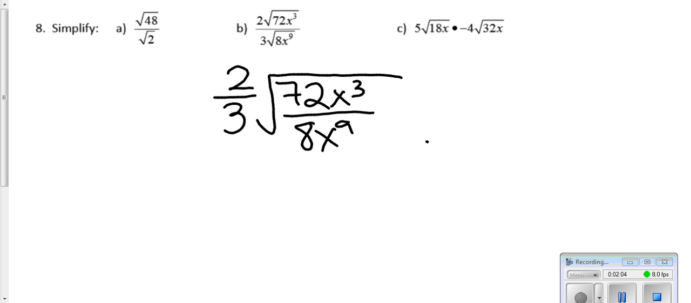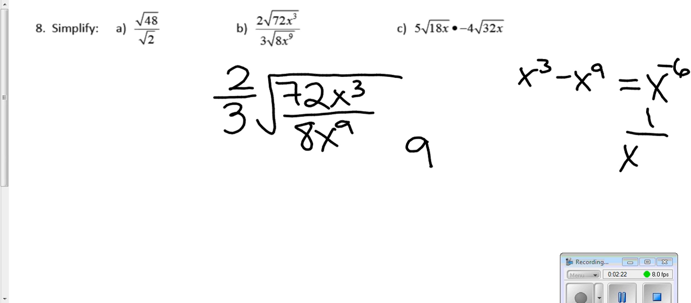9. Okay, and then x to the third over x to the 9. So when we're dividing exponents, we're actually subtracting them. So x cubed minus x to the 9 equals x to the negative 6. And with negative exponents, we can actually just turn them into a fraction and put the variable and the exponent on the bottom. So that's going to be on the bottom here.